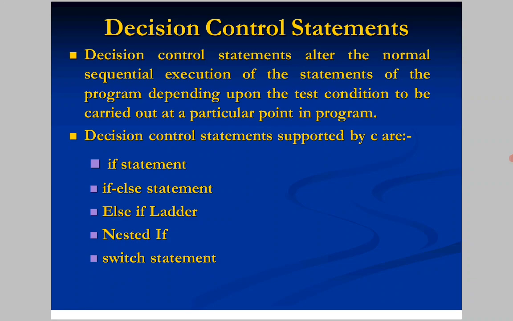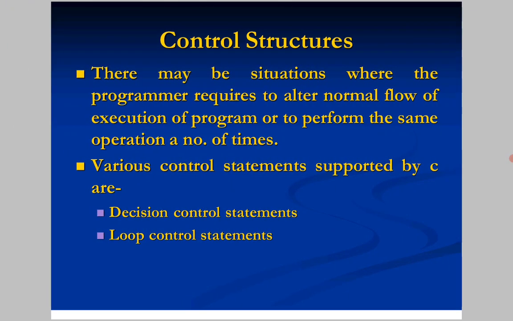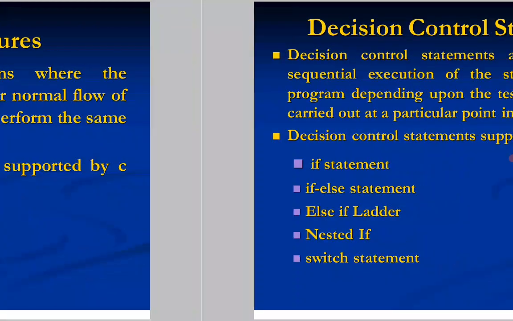So basically control statements are of two types. First one is decision control statements or if statements. Second one is loops or loop control statements. So control statements are two types: first one is decision control statements, and second one is loops or looping control statements.